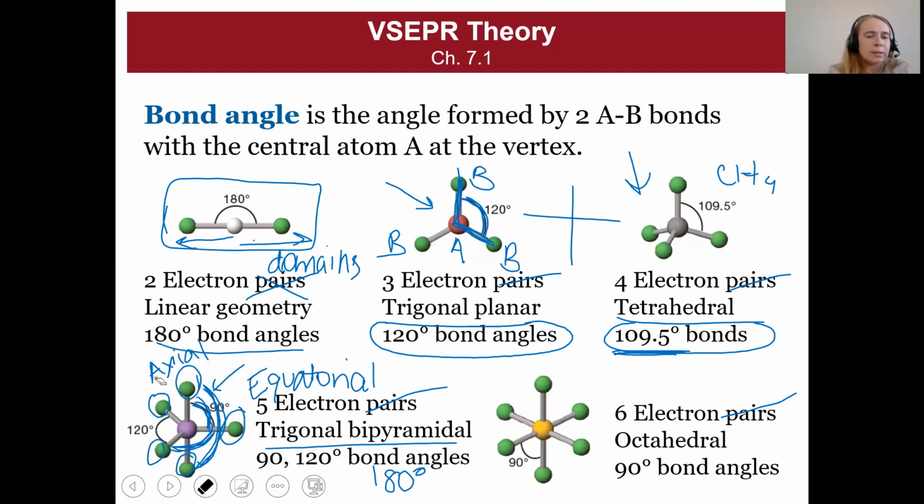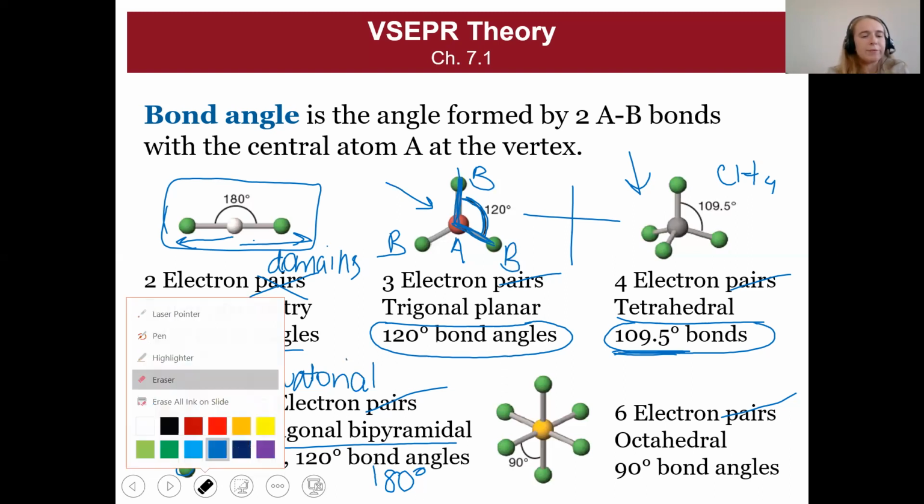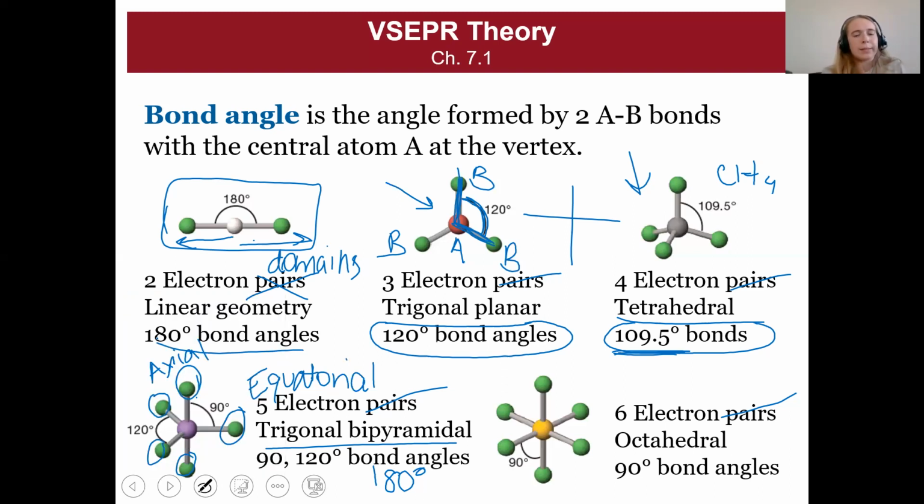I'm going to erase all my lines because I made a mess. All right. So we have 3 different possible bond angles in the trigonal bipyramidal. Up to now, we had the same between everything, but for the trigonal bipyramidal, we have 3 different bond angles. 90 degrees between the axial and equatorial, 120 degrees between the equatorial and equatorial, and 180 degrees between the axial and axial electron domains.